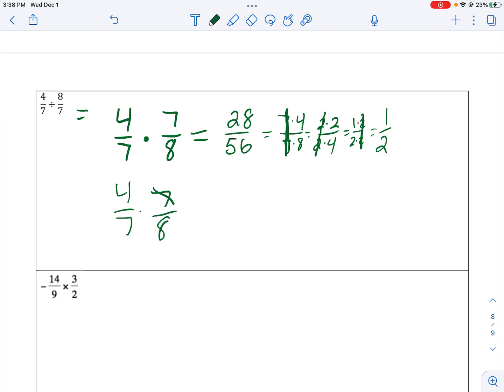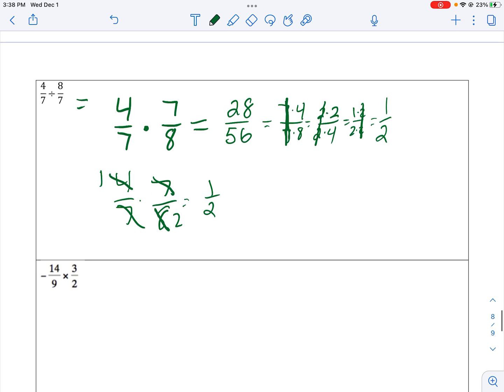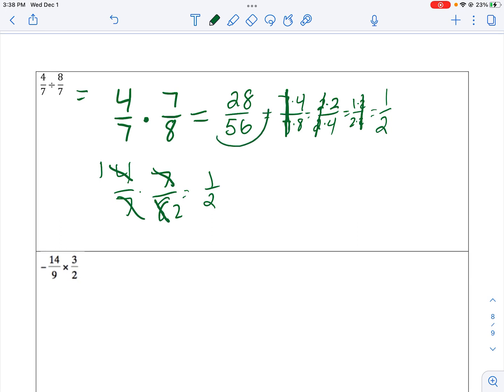You could have seen that at the beginning. I see there's a 7 on top and on bottom. And I can take a 4 and leave a 1, take a 4 and leave a 2. That leaves me with 1/2. That is a quick trick to reduce a fraction when multiplying or dividing fractions. But this way works just fine.